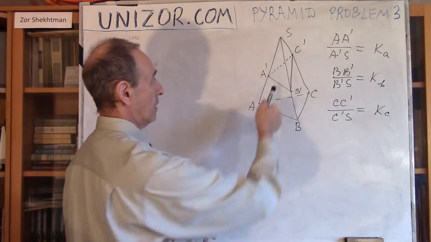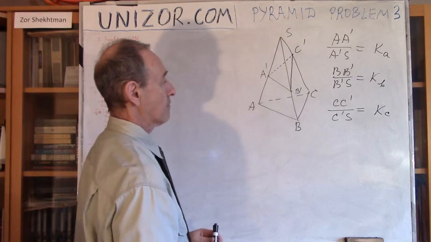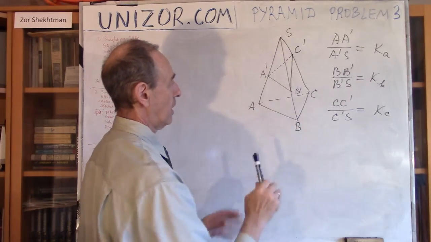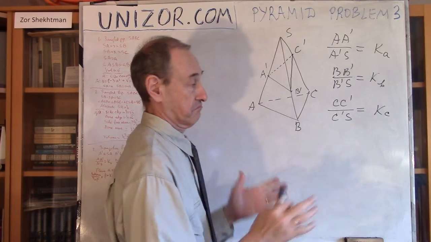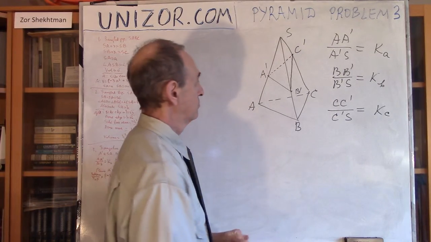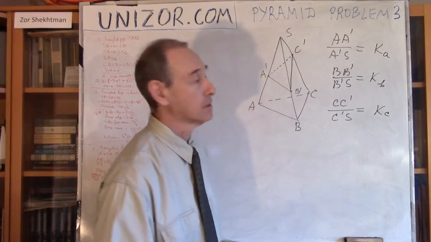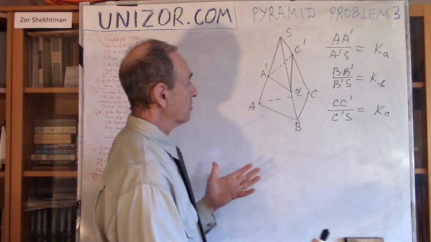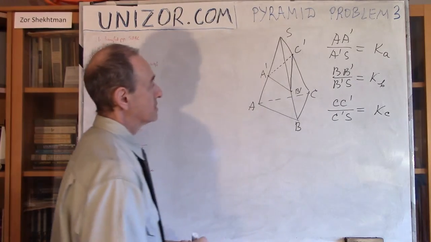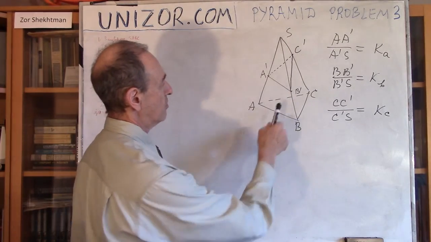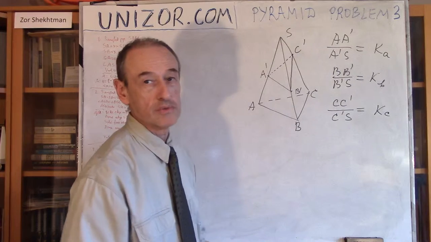And by the way, on the top I still have a pyramid, but on the bottom I have some kind of polyhedron, whatever you call it. It's not a pyramid, it's not a prism, it's not something familiar, let's put it this way. And I still would like to know how the volume of the bottom relates to the volume of the top.